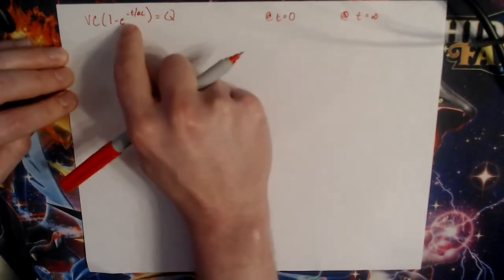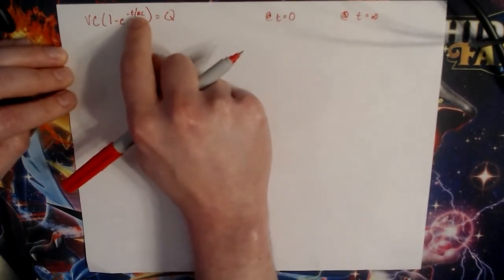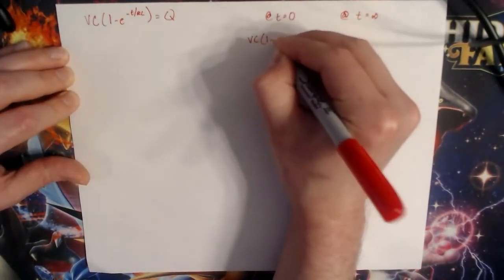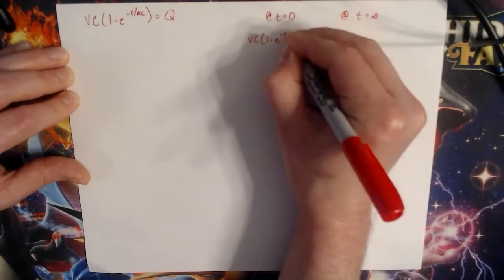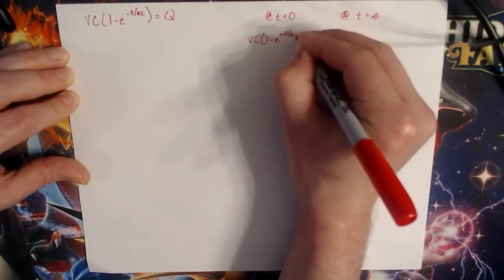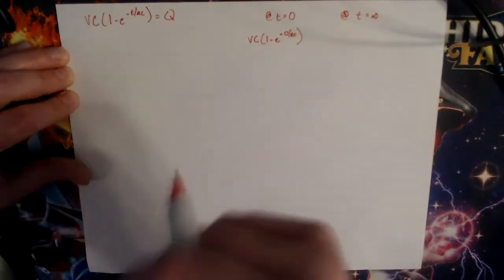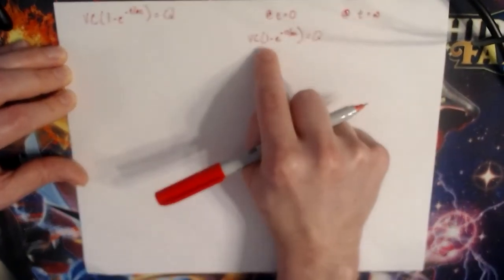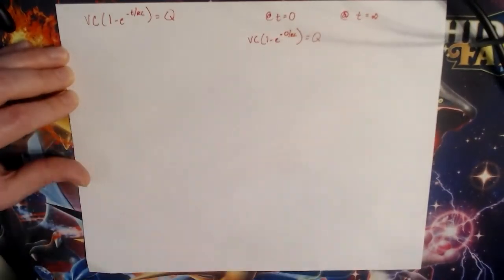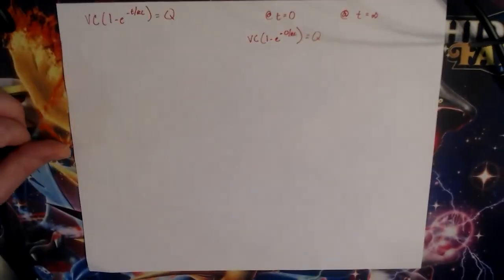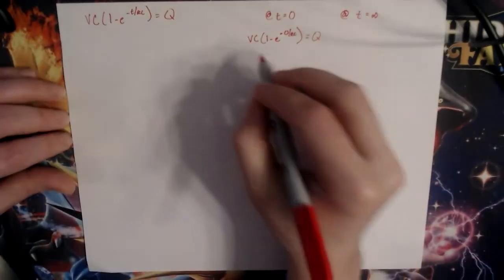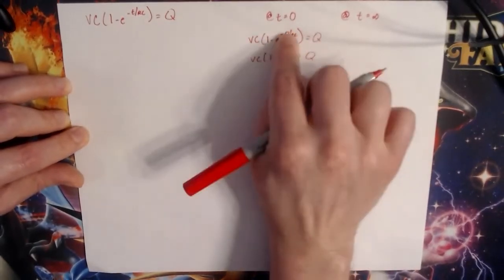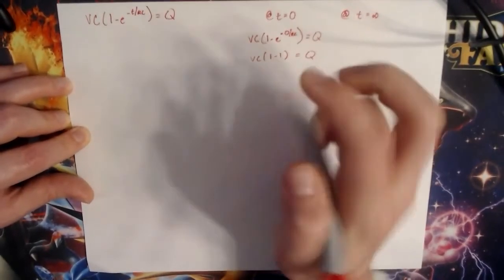So we plug in 0. Anything to the 0 power is 1. So when I plug in 0, we got VC times the quantity of 1 minus e to the negative 0. Negative 0. There's a student of mine that loves that from years past. Wonderful clarinet player. Equals Q. So we have e to the negative 0. Anything raised to the 0 power is 1. So now we just have VC times the quantity of 1 minus 1 equals Q.